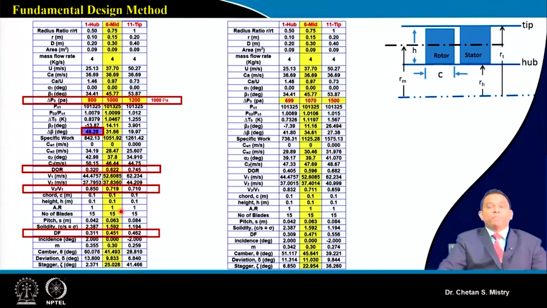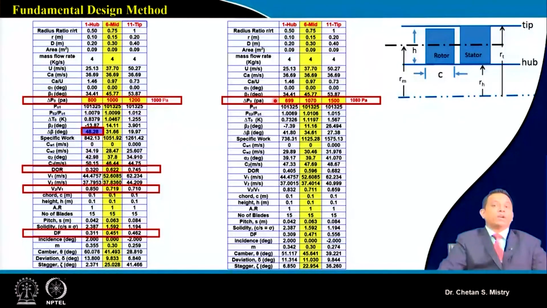Now let me discuss something different. Here, as we have discussed, our delta beta is coming out large. In order to address this kind of issue, just look at this delta P0, which we have modified. Now let me put one point here. What we are expecting is our pressure rise, which is 1000 Pascal.